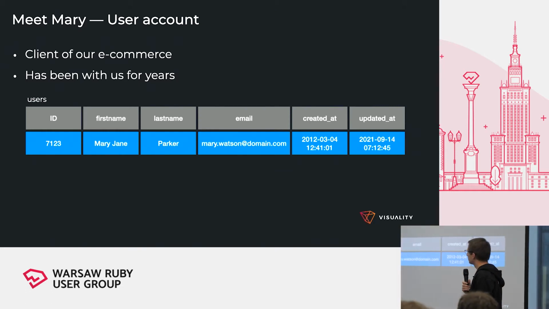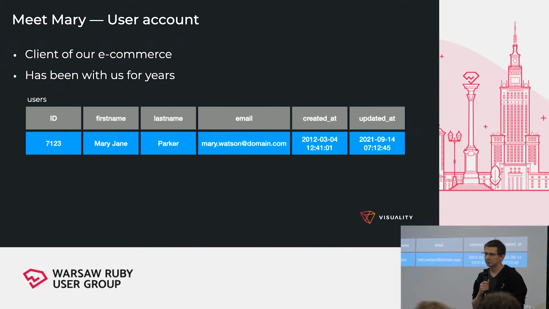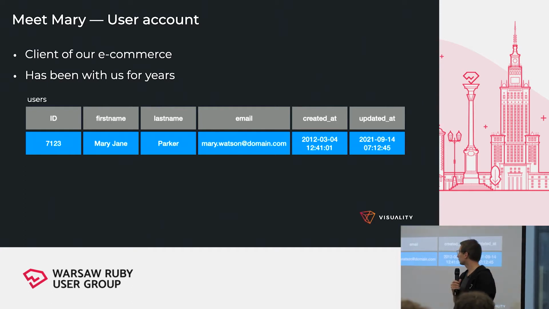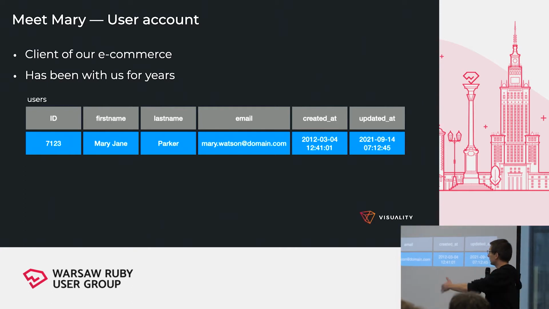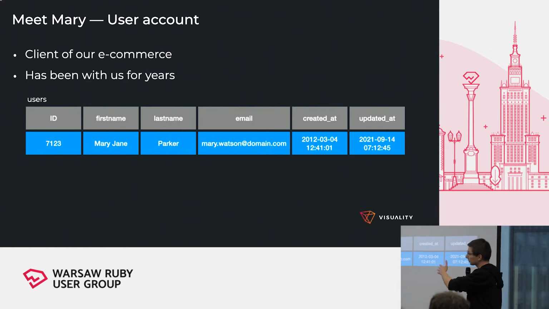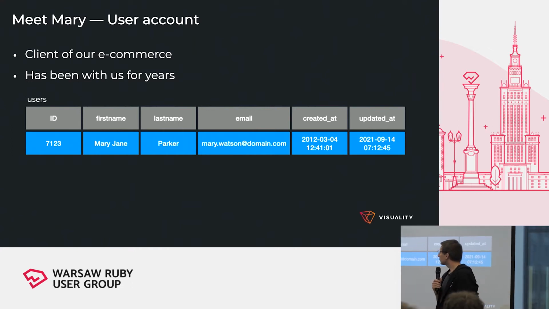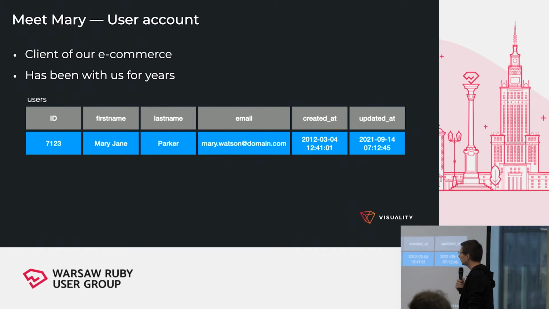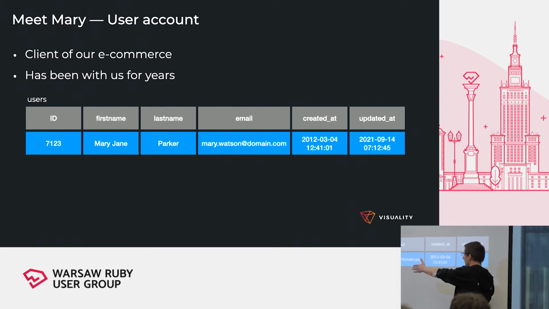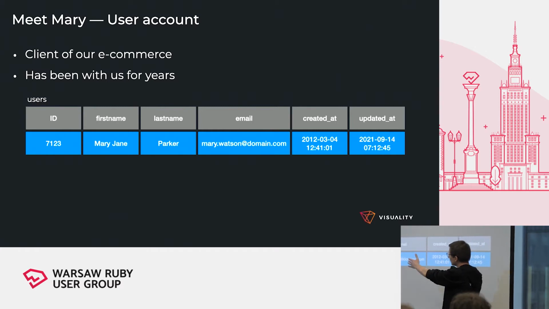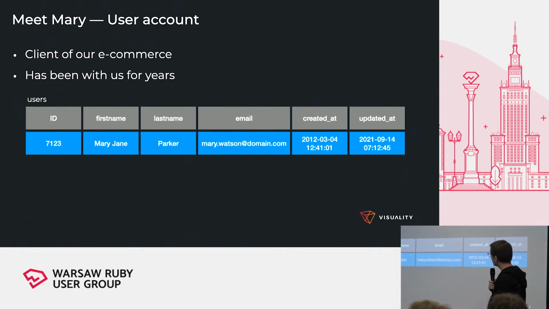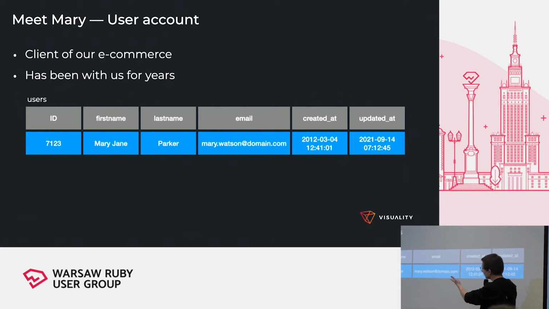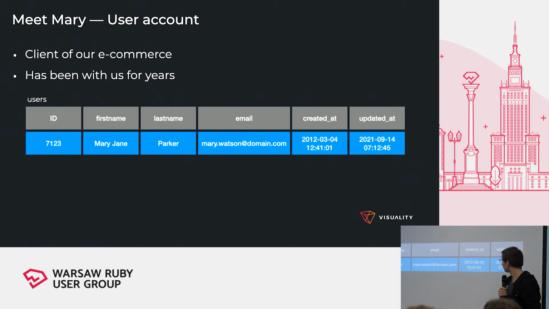We have a very standard e-commerce system with a relational database, as we all know and love. We have users, of course. So we know that she's been a client of our e-commerce for years. How do we know that? We have a record in users table with a created at, with some first name, Mary Jane, last name Parker, email. Doesn't really match her name, but still.